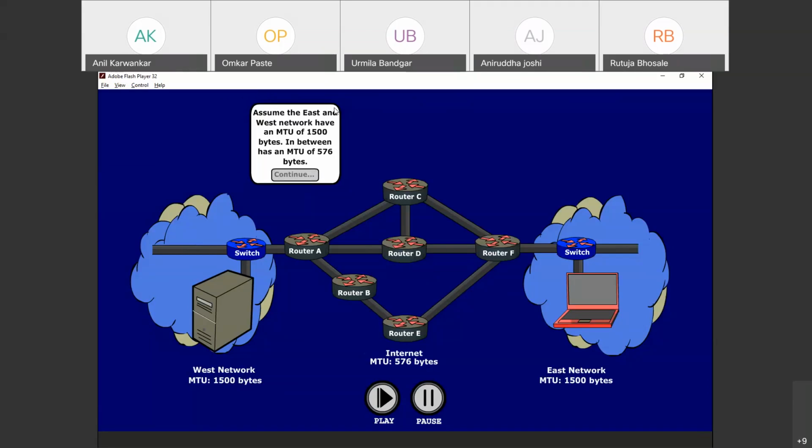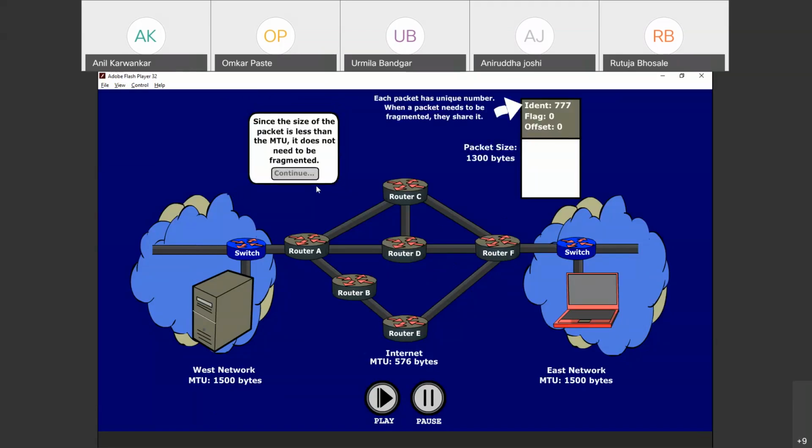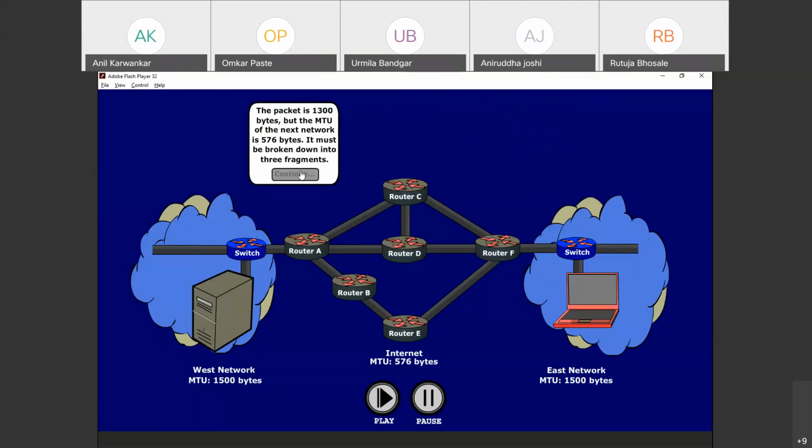Assume that East and West networks have an MTU of 1500. East and West both have 1500. In between there is an MTU of 576 at the router F. The next network utilizes only 576. So the packet is divided into three different forms. Ident will be the same. First packet size will be 1300 bytes. The packet is 1300 bytes, but the MTU is 576. So 1300 bytes is divided into a number of fragments. Here we are utilizing three different fragments.